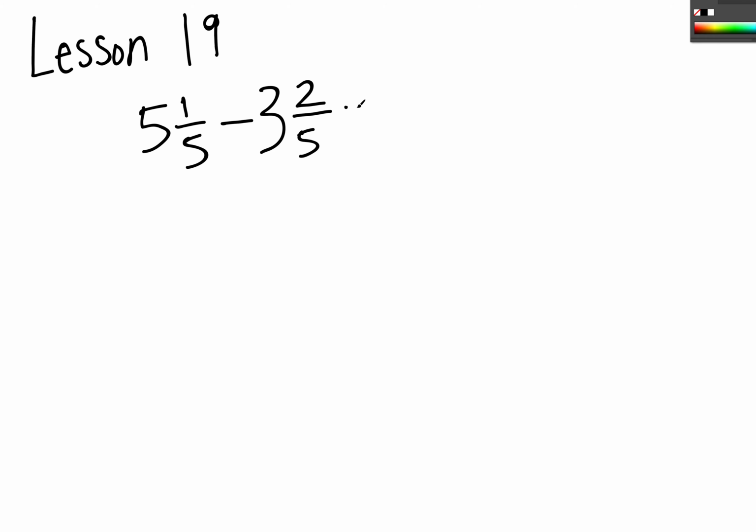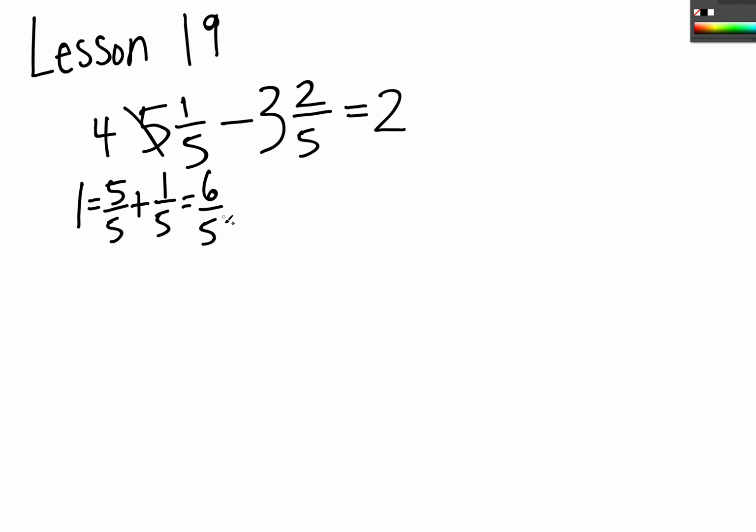2/5. Okay, so we know that we could subtract 5 minus 3 and that would give us 2. But we run into a problem when we have 1/5 subtracting 2/5. We have a problem. So let's go to our first method, which is to borrow from our 5. So we're going to change that to a 4. And so that means we have 1, which is the same thing as 5/5 in this mixed number. So we're going to add that to 1/5, and that's going to give us 6/5.